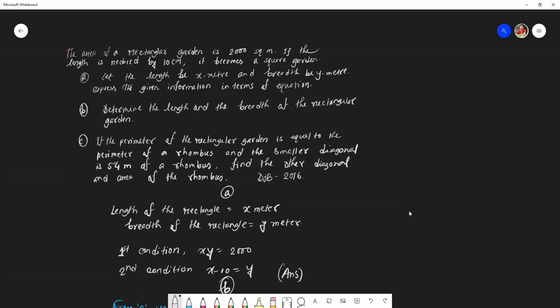If the perimeter of a rectangular garden is equal to the perimeter of a rhombus, the smaller diagonal is 54 meter.